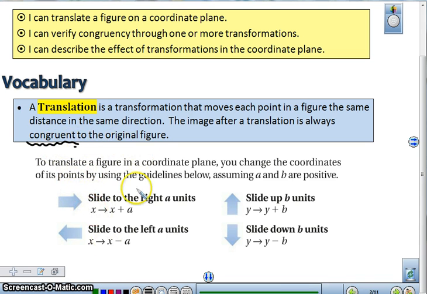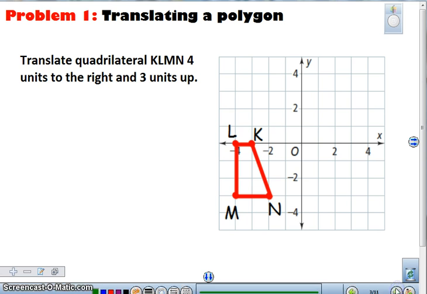So when we translate, remember, we're thinking of it as an ordered pair, x comma y. If we go to the right, we're going to add. If we go up, we're going to add to our y coordinate. If we're moving it to the left, we're going to subtract. And if we are moving down, we are going to subtract from our y coordinate.